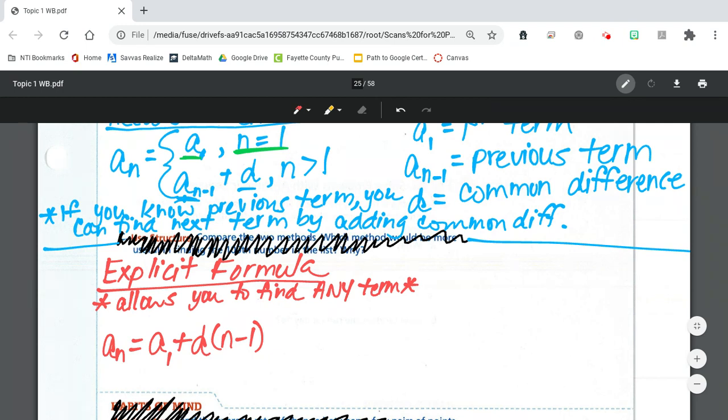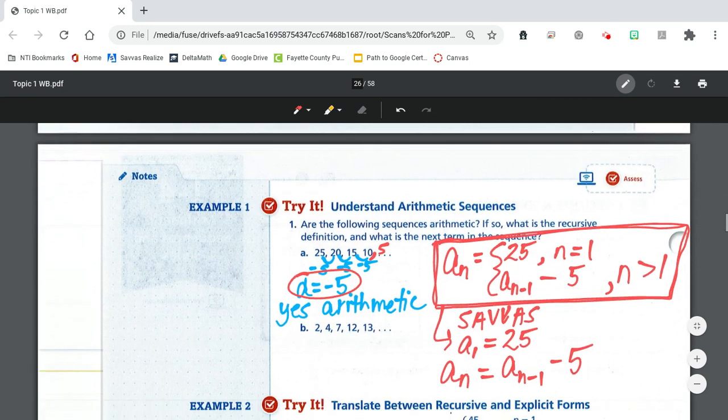And so you'll notice some variables in here. A sub 1, again, is the first term. D is still the common difference, and n is still the number of the term. So all these letters still represent the same thing. Okay, so let's go back and do a couple more examples.